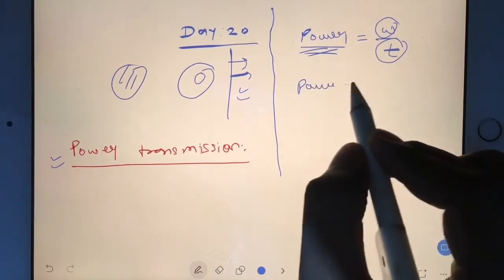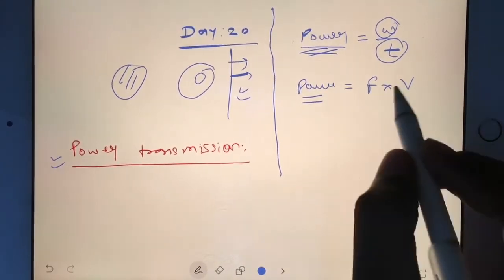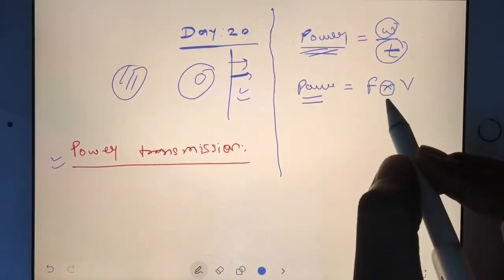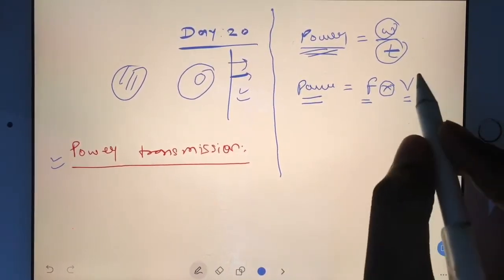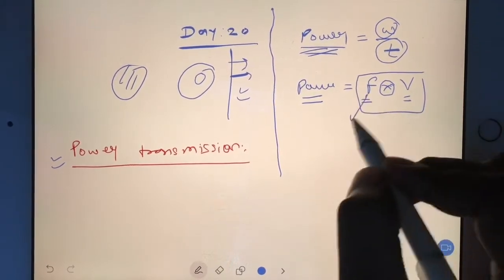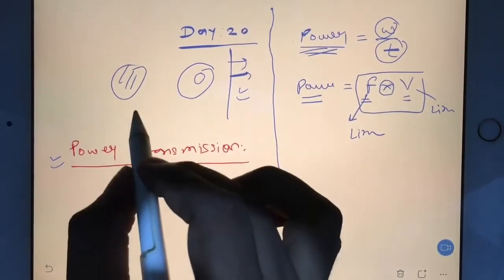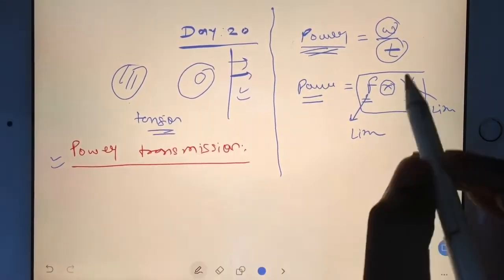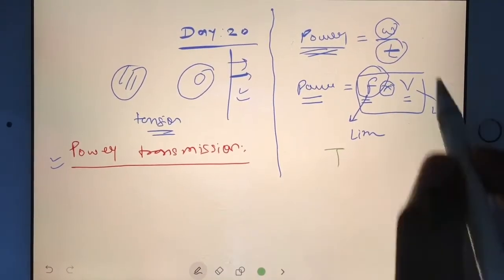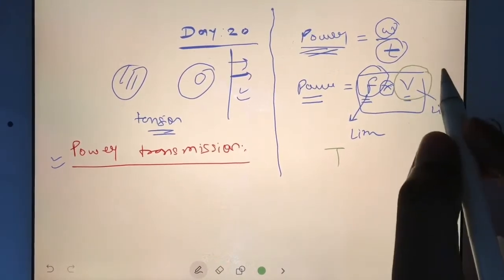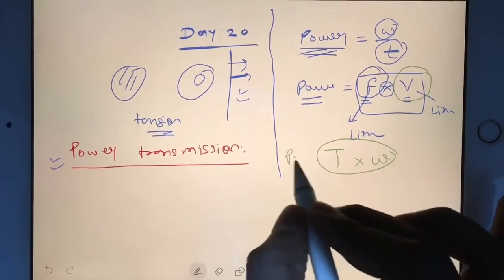Power you can also say as force into velocity. Now power is a scalar quantity, so you don't have to bother about the sign of the product. Dot product or cross product does not matter. Now see, this force is linear, this velocity is linear. But because we are learning torsion, in torsion we don't have force, right? What we have is torque. So of course you will replace this velocity with angular velocity. So when you multiply torque with your angular velocity, you will get power.